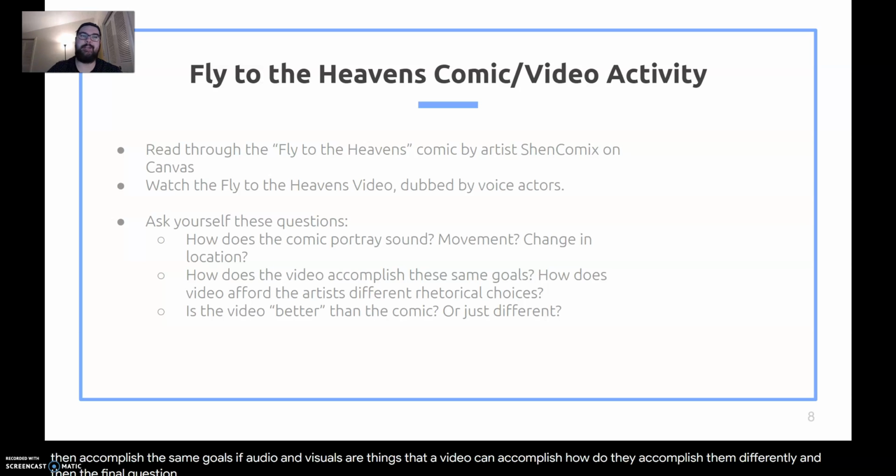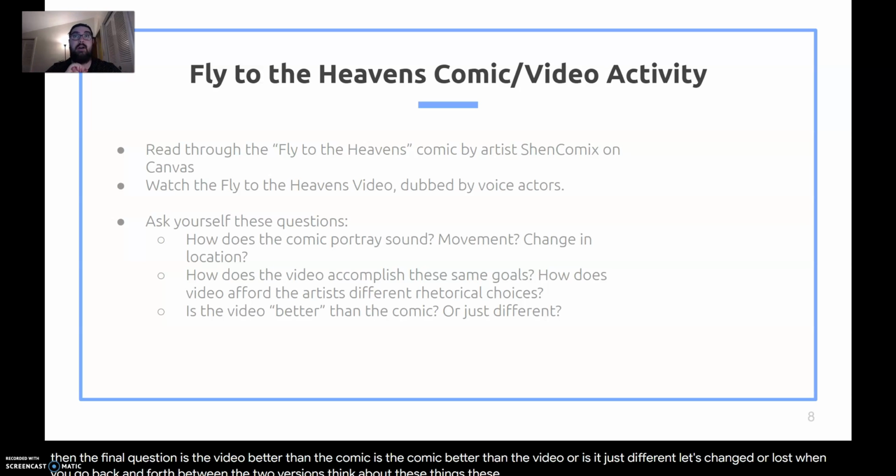And then the final question, is the video better than the comic? Is the comic better than the video? Or is it just different? What's changed or lost when you go back and forth between the two versions? Think about these things. These are really interesting examples of remix and remediation, I find.